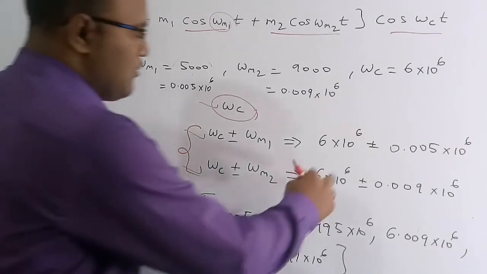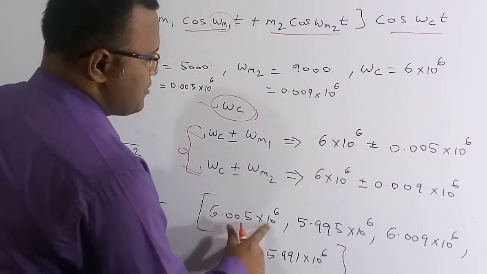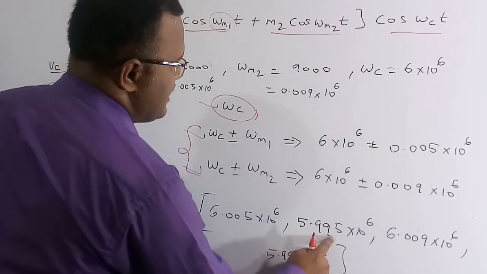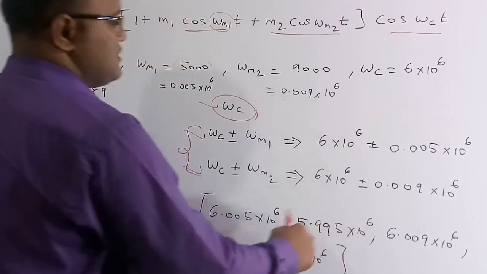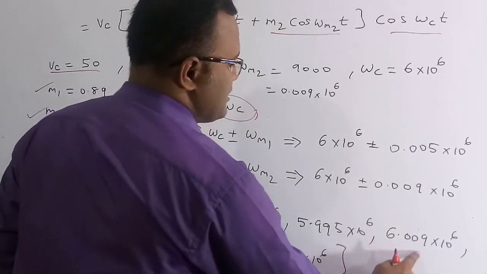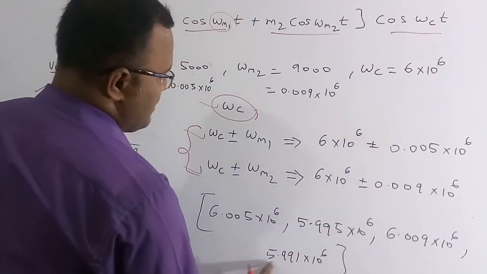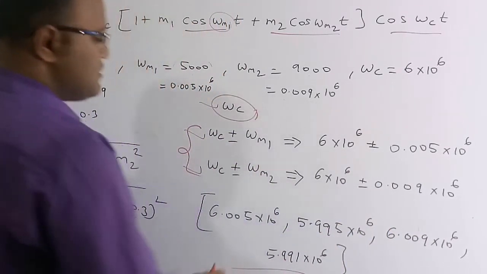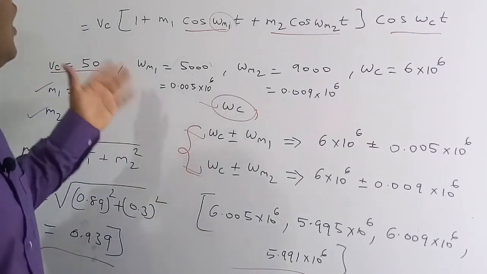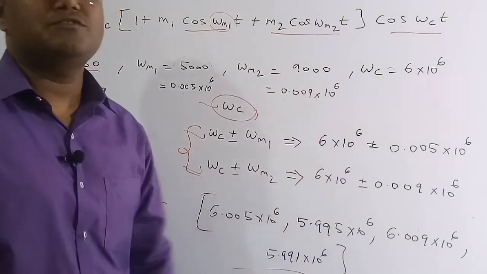If you do the summation, we get 6.005 into 10 to the power of 6. If you do the subtraction of these two quantities we get 5.995 into 10 to the power of 6. Similarly the summation of the other two gives 6.009 into 10 to the power of 6, and the subtraction gives 5.991 into 10 to the power of 6. These are the frequencies present in this output, which is e of t.